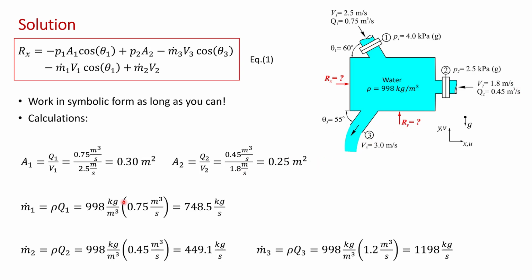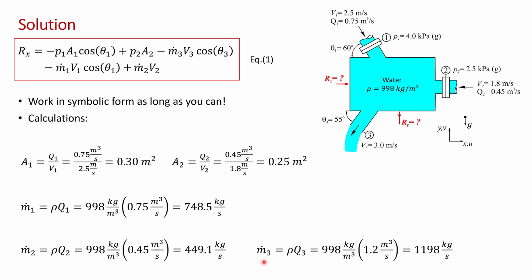It's a simple matter to calculate the mass flow rates, m dot 1, m dot 2, and m dot 3, noting, as we did previously, that the mass flow rate is the density times the volume flow rate. We're given in the problem statement that water has a density of 998 kilograms per cubic meter. So 998 times Q1 gives the mass flow rate at 1 as 748.5 kilograms per second. Similarly, the mass flow rate at 2 is rho 2 times Q2. And you can see here Q2 was given in the problem statement as 0.45 cubic meters per second. So we get 449.1 kilograms per second.